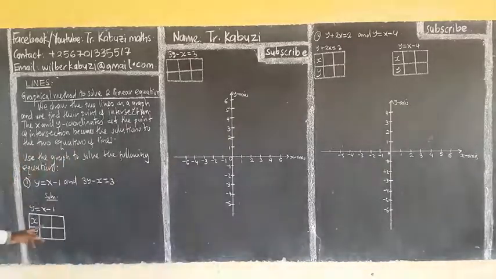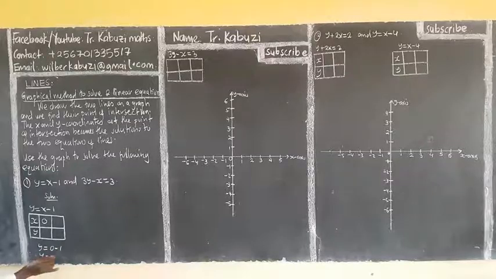You say when x is 0, when you put 0 here, what is y? So when x is 0, you have y equaling 0 minus 1, so that your y will be negative 1. So that point will be 0, negative 1.